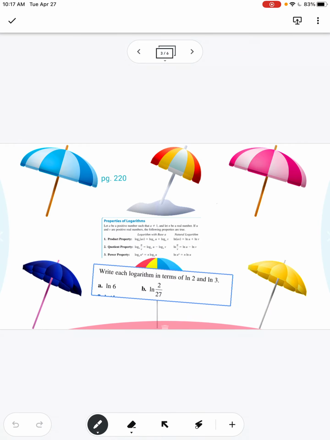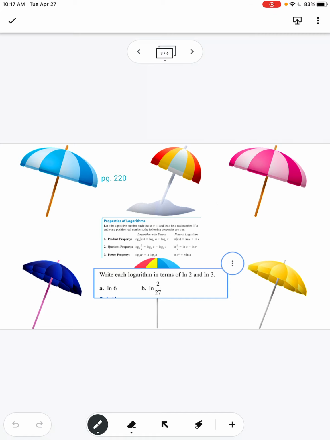Oopsie. I was trying to zoom in on the properties for you. This is actually all on page 220, so I would say go to page 220 and just copy down your properties. I'm going to do just this first one with you because that's what I did in class today. So the first thing I notice is it says natural log of 6, and it says write each log in terms of ln 2 and natural log of 3. The numbers 2 and 3 represent factors of 6, so I could rewrite this as the natural log of 2 times 3.